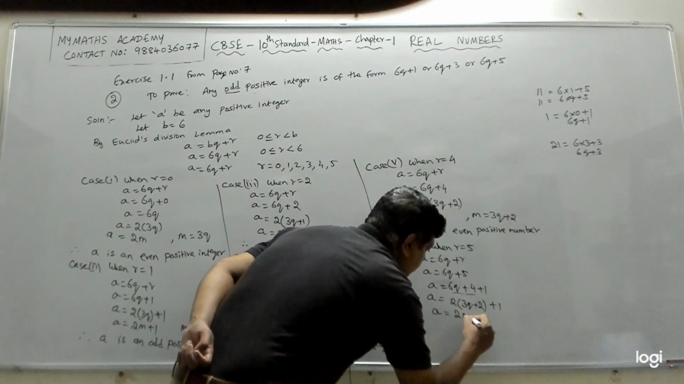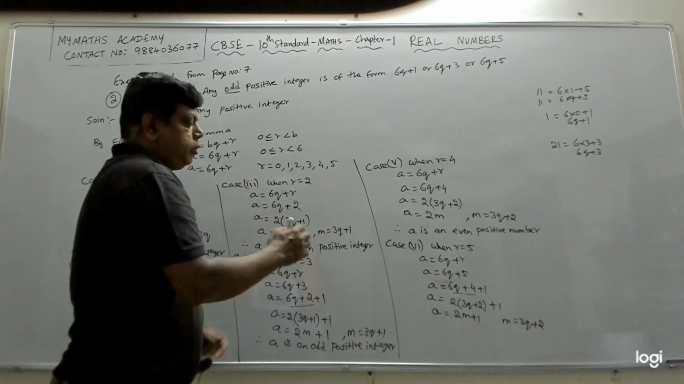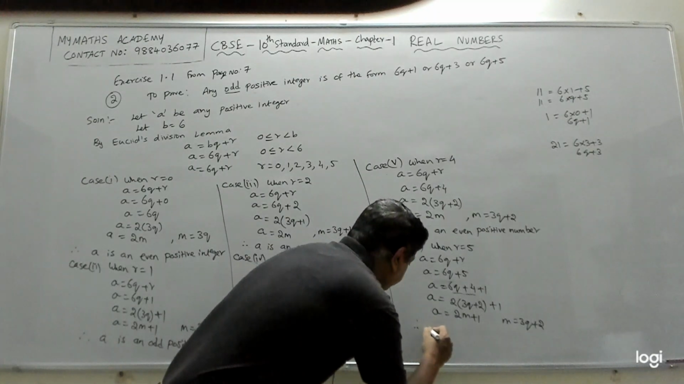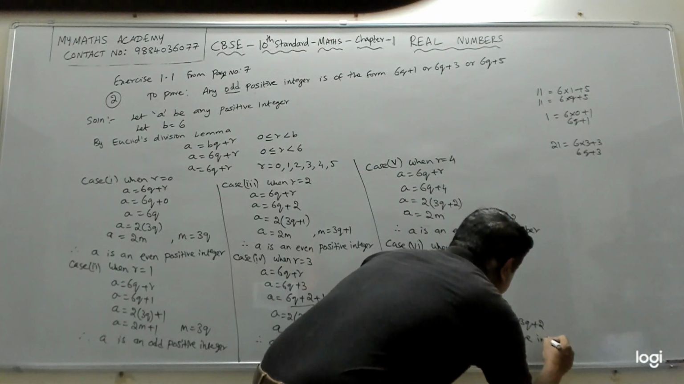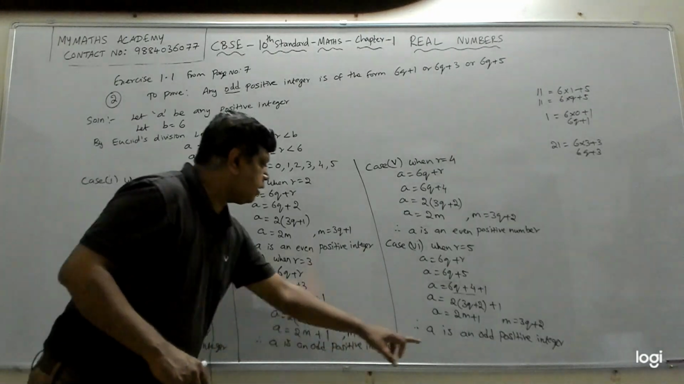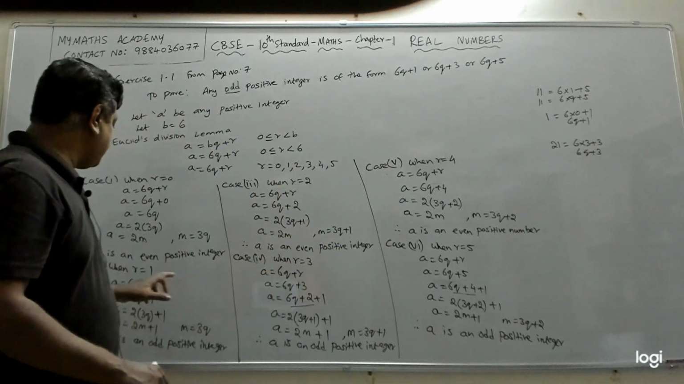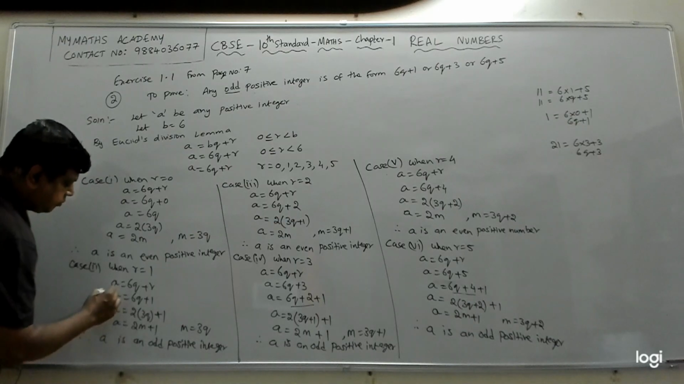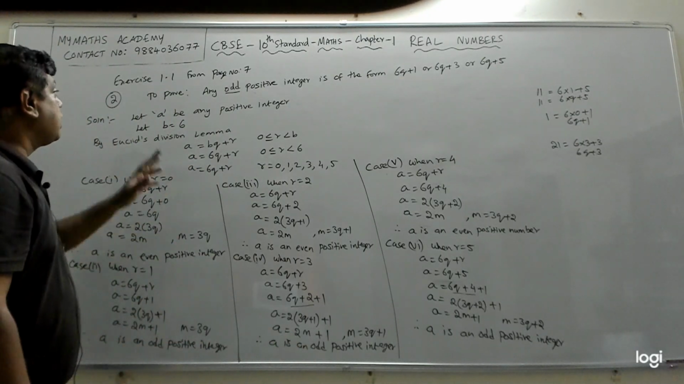Now this is like 2 into m plus 1, where m is 3q plus 2. Now A takes the form of 2 into m plus 1. So 2 into m means even, plus 1 means it becomes odd. Therefore A is an odd positive integer. Now if we observe where A is getting odd: case 2, case 4, case 6 it is getting odd. Case 1, case 3, case 5, A is becoming an even positive integer. So whenever A takes these forms, 6q plus 1 or 6q plus 3 or 6q plus 5, A becomes an odd positive integer. So we have proved that.